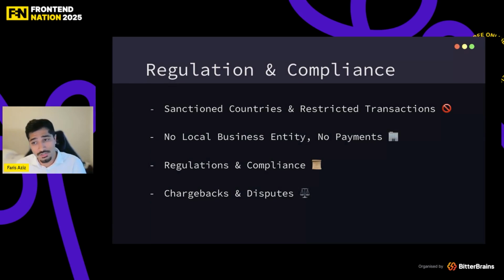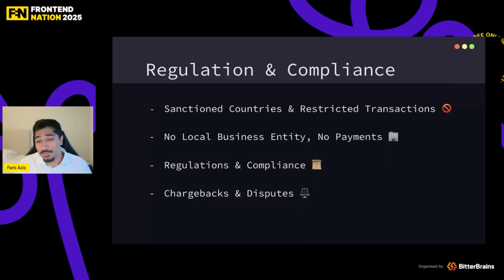Sanctioned countries and restricted transactions pose a lot of complexities. So if I'm no longer able to route transactions through, for example, Russia or another country, there's a lot of complexity behind stopping those payments, rerouting them, or making sure you stay compliant.